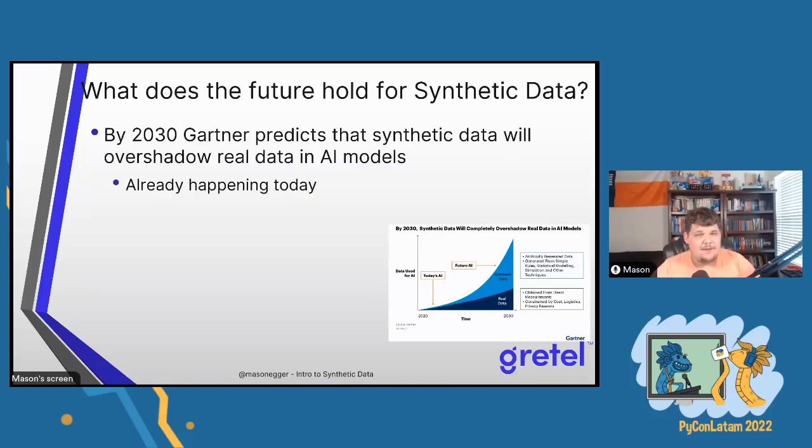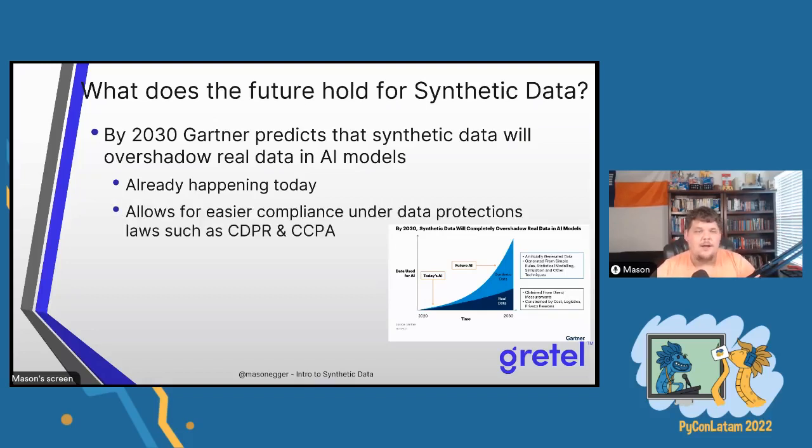We're already seeing this uptick in synthetic data happening today in the real world, where a lot of companies are looking into it. It allows for easier compliance under data protection laws such as GDPR and CCPA. So, Europe has all of these laws about protecting data, not being able to share it because it has PII. Well, if you are able to generate synthetic data and remove the PII, then we can share the data.